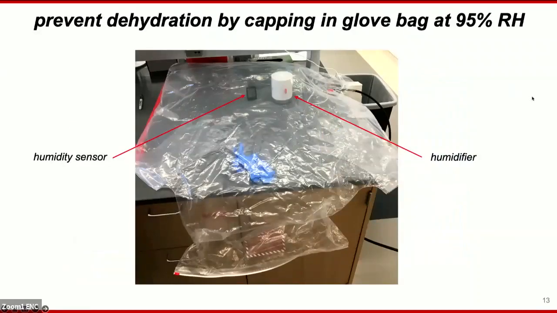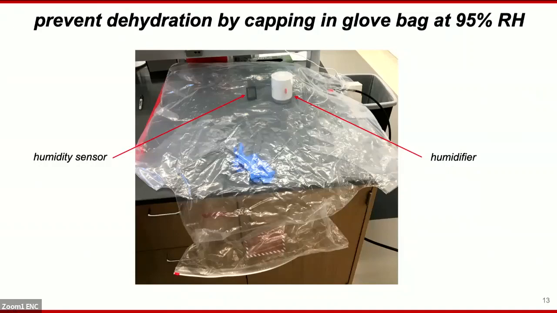So when we're using either of these styles of tool, we're going to need to take the rotor out of the tool, and then we need to cap it. What we do to prevent dehydration at this stage is we do the entire process of capping in a humidified glove bag. Getting a humidified glove bag is easy. You get a glove bag from Sigma Aldrich, a small humidifier, and a humidity sensor. You turn on the humidifier for 10 to 20 minutes, and then you have a bag with 95% relative humidity.